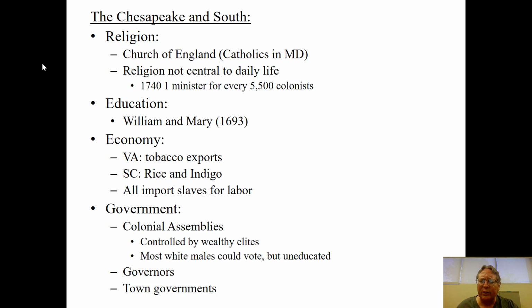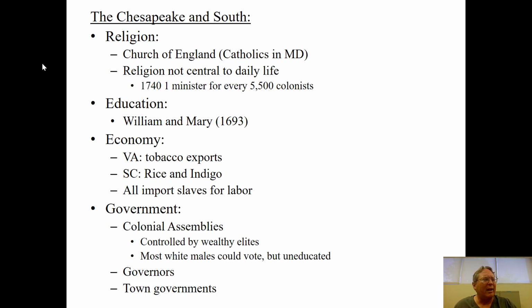So we see something interesting happening here from the very beginning, right? Because religion is less important, because the focus is on economics in these colonies, we see kind of a stratification starting to appear. Education is available for the wealthy, but not for everybody else, right? It's only for those that can afford it. That is very different than what's happening in New England or even in the middle colonies.